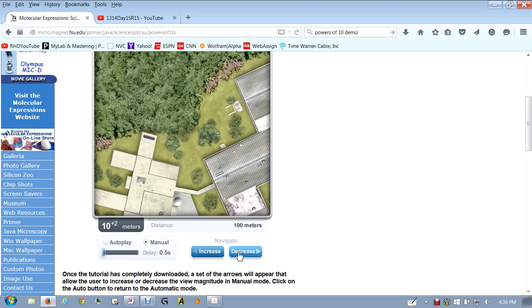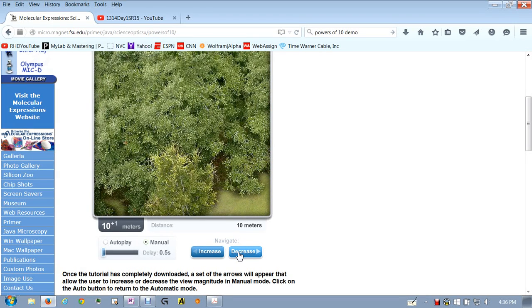10 to the 2, that's 100 meters. It's like a football field. 10 to the 1, 10 meters, right? Distance from here to the other side of the room, about 30 feet. 10 to the 0. What's 10 to the 0? What's any number to the 0? 1. That's 1 meter.